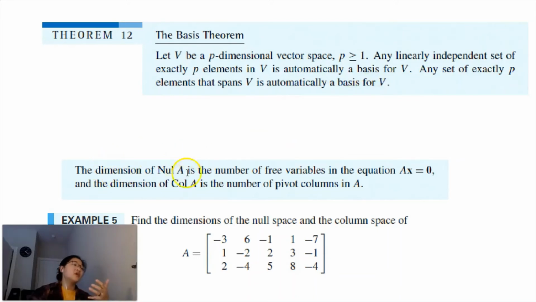And the dimension of the null space of A is the number of free variables in our equation Ax equals our 0 vector. And the dimension of our column space is equal to the number of pivot columns in A, which is just a refresher. So, how can we find the dimensions of the null space and the column space of this A? Pause the video, try to do it.